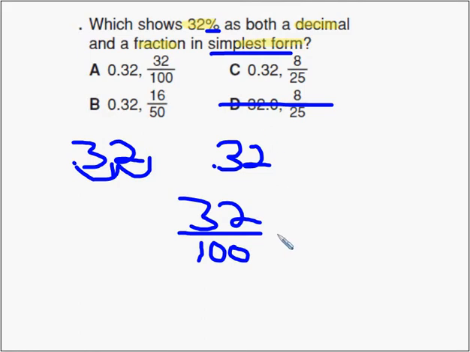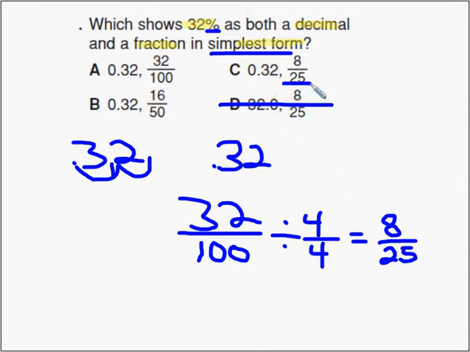I know that 8 times 4 is 32, so 32 is divisible by 4. And I know that 100 is also divisible by 4. So I can rewrite this as 32 divided by 4 is 8, and 100 divided by 4 is 25. So I have 32 hundredths, and as a fraction, 8 25ths. So my correct answer here is C.